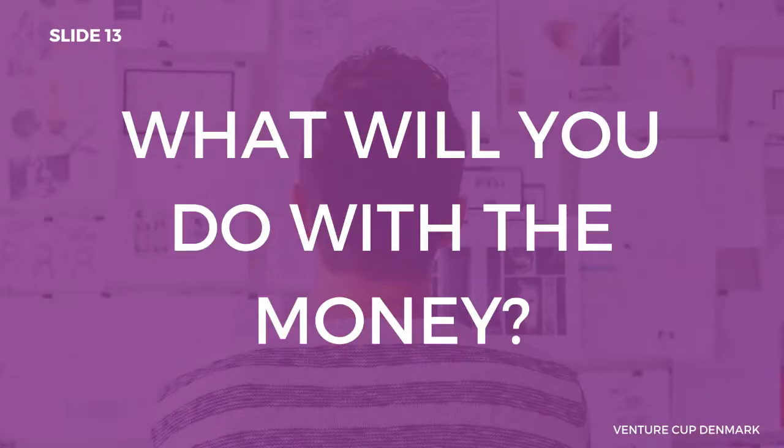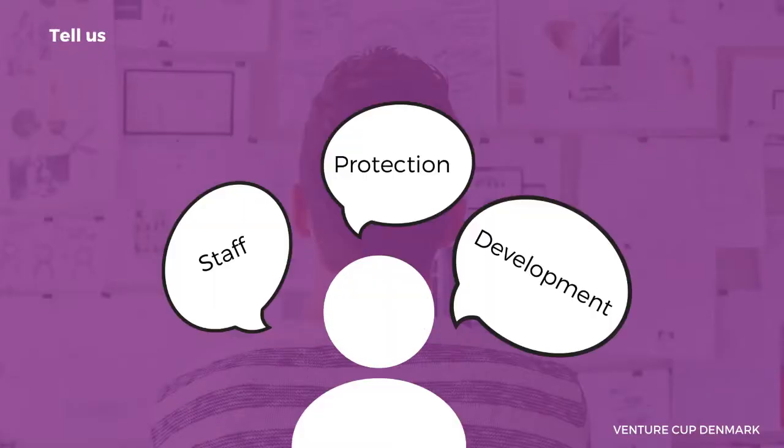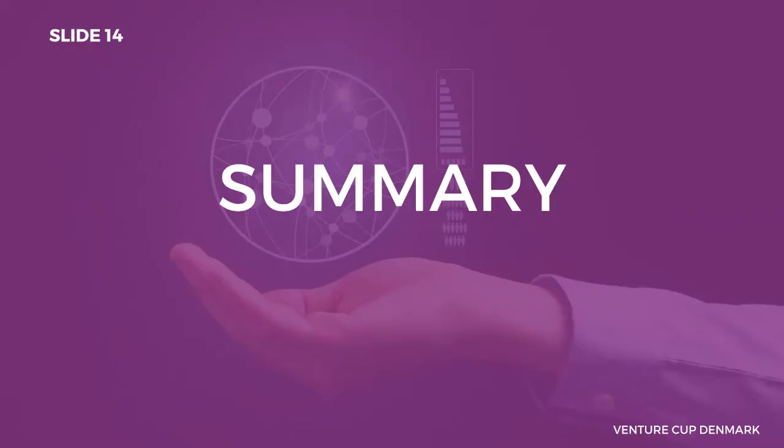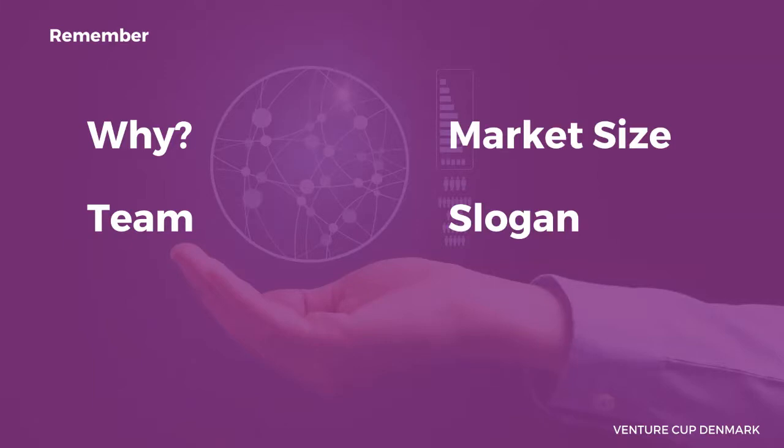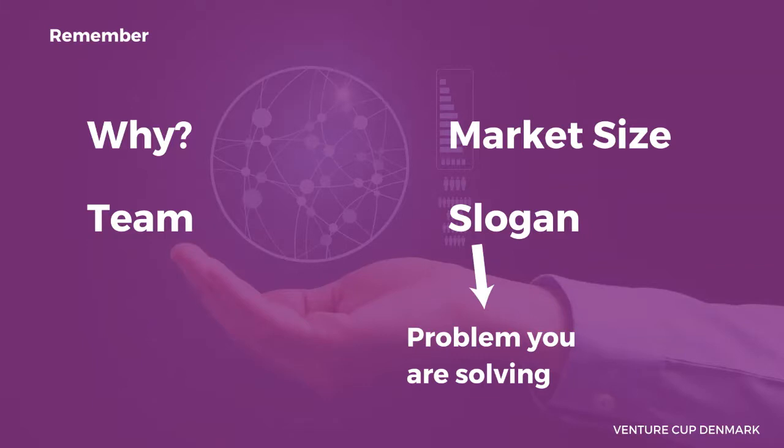Slide number 13. What will you do with the money? It is important for the judges to know what you intend to do with the money if you win. Be brief, but concise. Slide number 14. Summary. Finally, remind everyone why they should invest or choose you. Remind them of your great team, the market size, and end with your slogan, and be sure it describes the problem you are solving. We know there's a lot to cover, and that's why we ask you to be very concise with what you say.